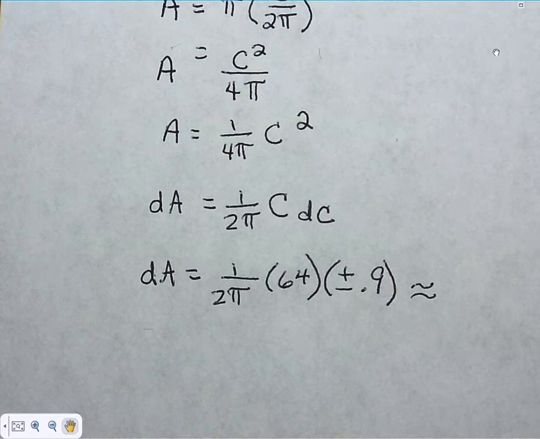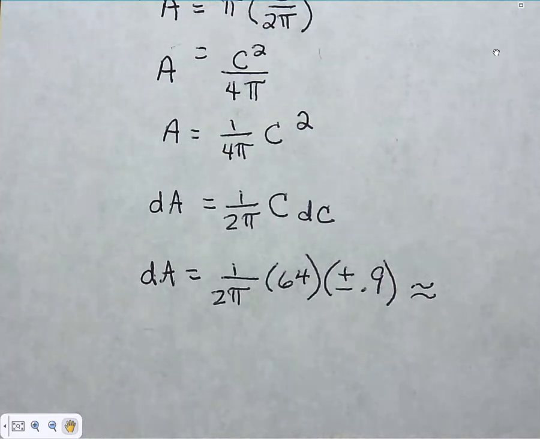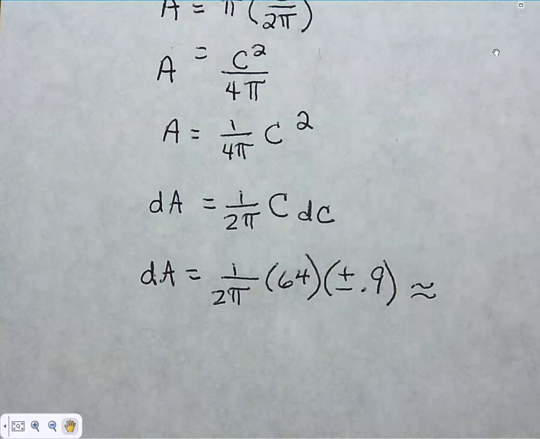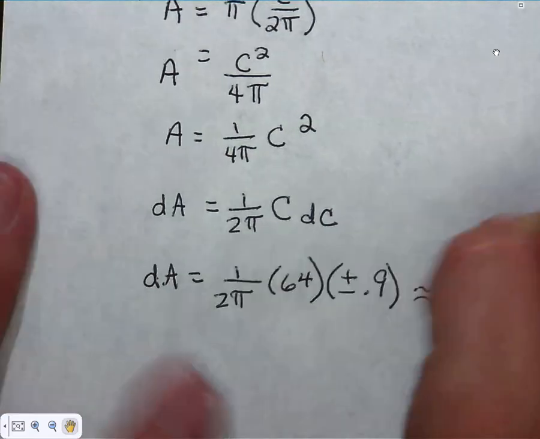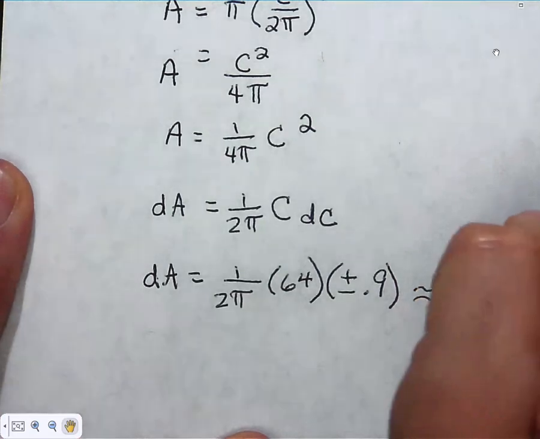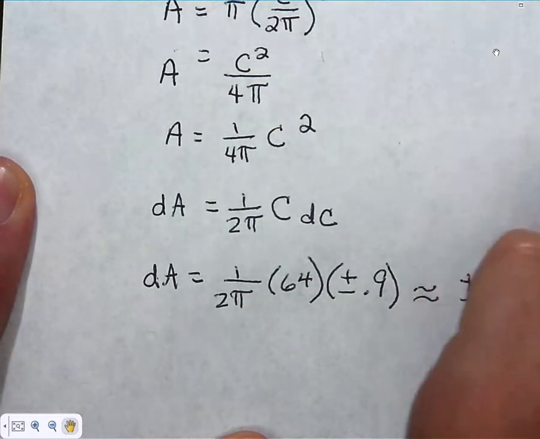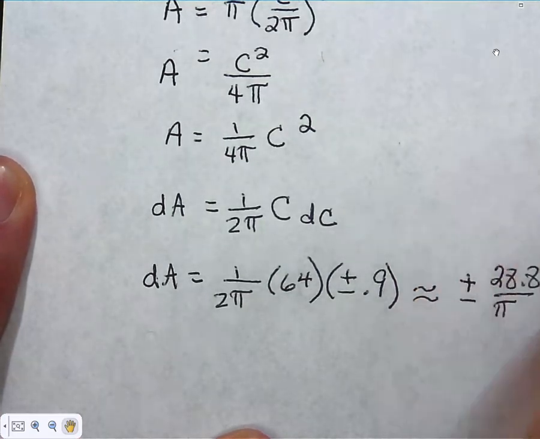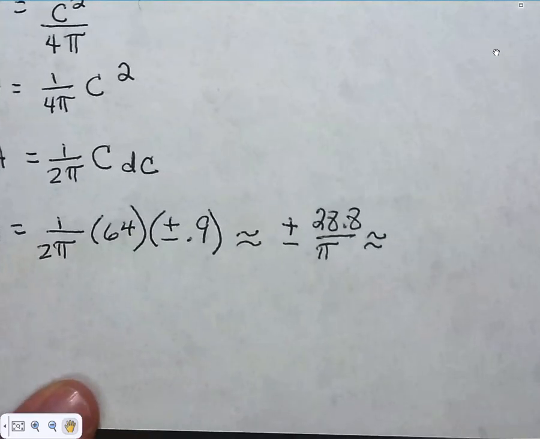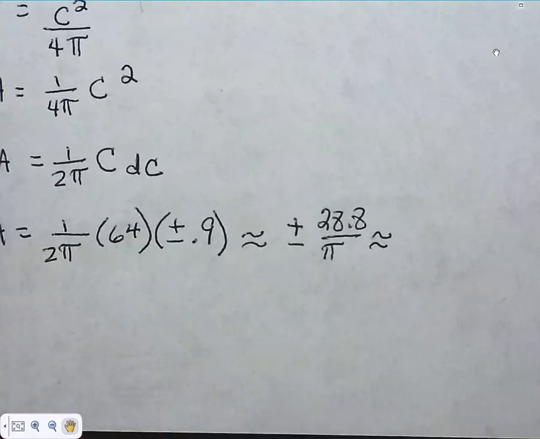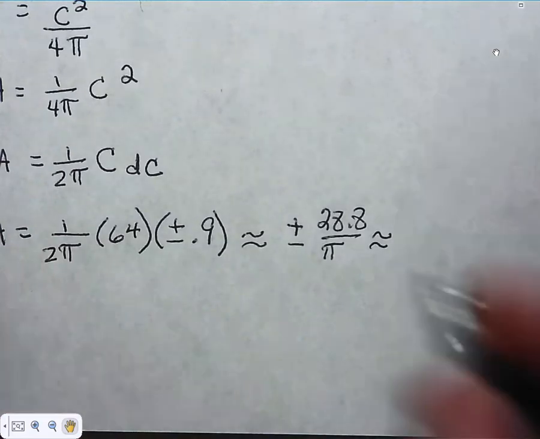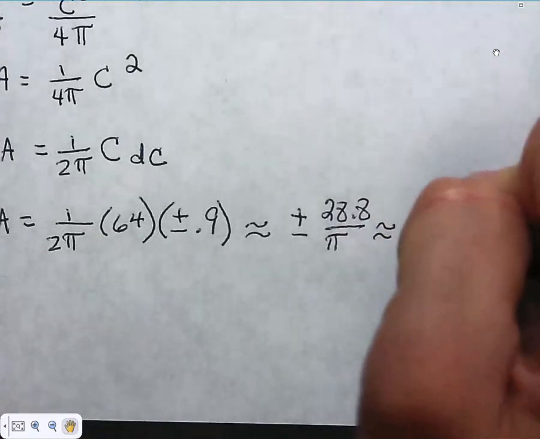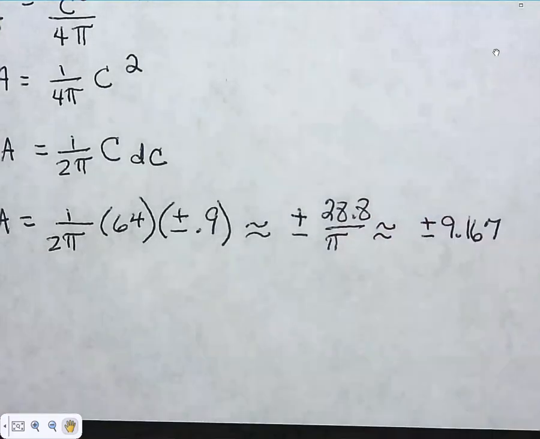Oh, I actually didn't write down that answer. I got plus or minus 28.8 over pi, but I didn't write it as a decimal. Somebody have that? Yeah, it should be 9 something. Tell me again. 9.167.